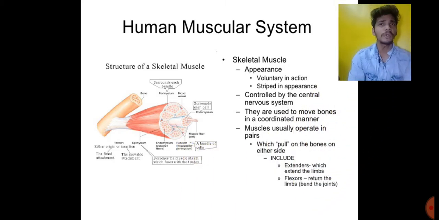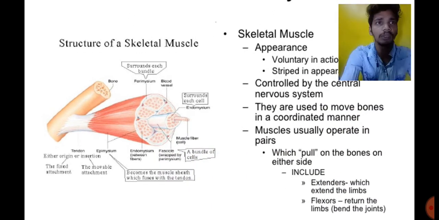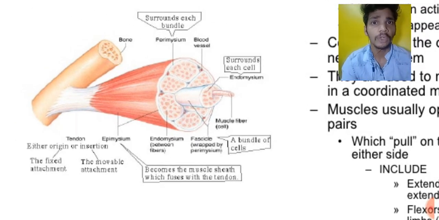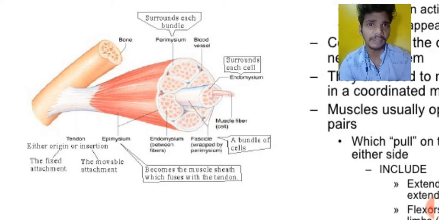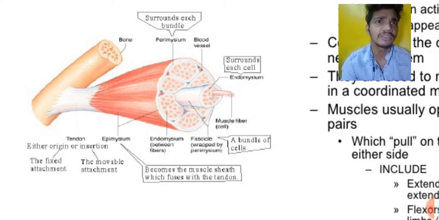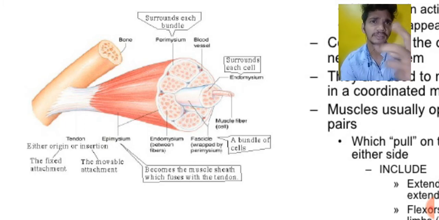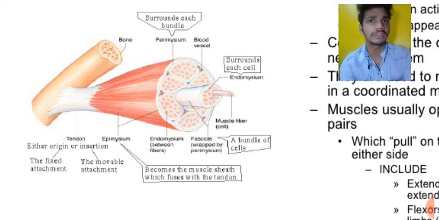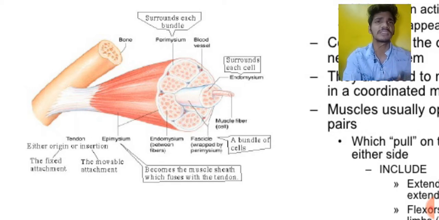When you talk about the human muscular system, you can see here this is a muscular system. There is the epithelium supporting and surrounding each cell, then bundles of cells are there. One muscle is composed of these, and the surrounding of the bundles becomes the muscle sheath. These are the structures in the diagram in front of you.